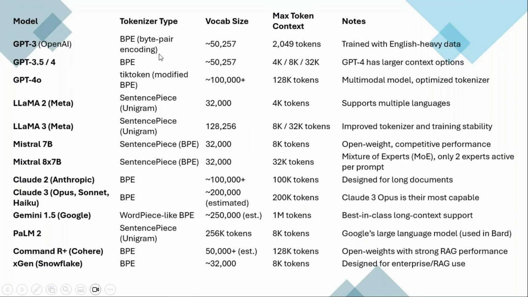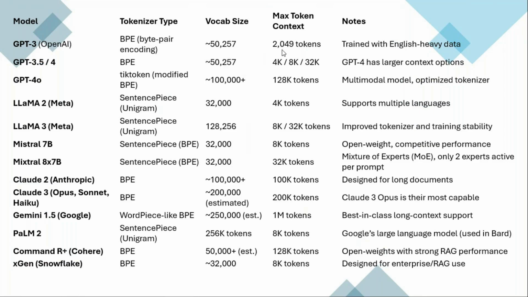the tokenizer type, we will be getting the vocab size. So 50,257 is the vocab size once we are using the BPE tokenizer scheme, especially for GPT-3. And for GPT-4 and 3.5, the vocab size will remain the same. And this is nothing but the tokens, max token context, that is how many tokens it is able to retain in memory.